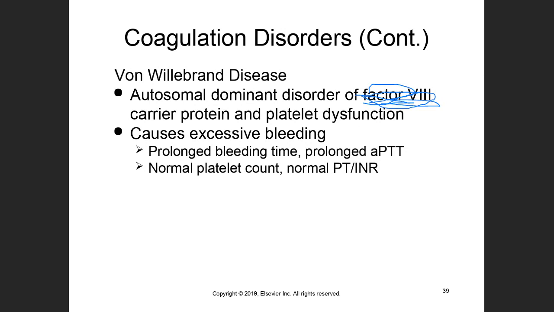It causes bleeding, prolonged bleeding time, and prolonged PTT. You can see right here, prolonged bleeding time, because von Willebrand factor is related with the platelet. In the activation of platelet, we need von Willebrand factor, because it is released in the endothelium to activate the platelet. So von Willebrand factor is related with bleeding time and PTT. Why? Because it's a carrier of factor VIII, and factor VIII is an intrinsic factor measured by PTT. Normal platelet counts and normal PT.